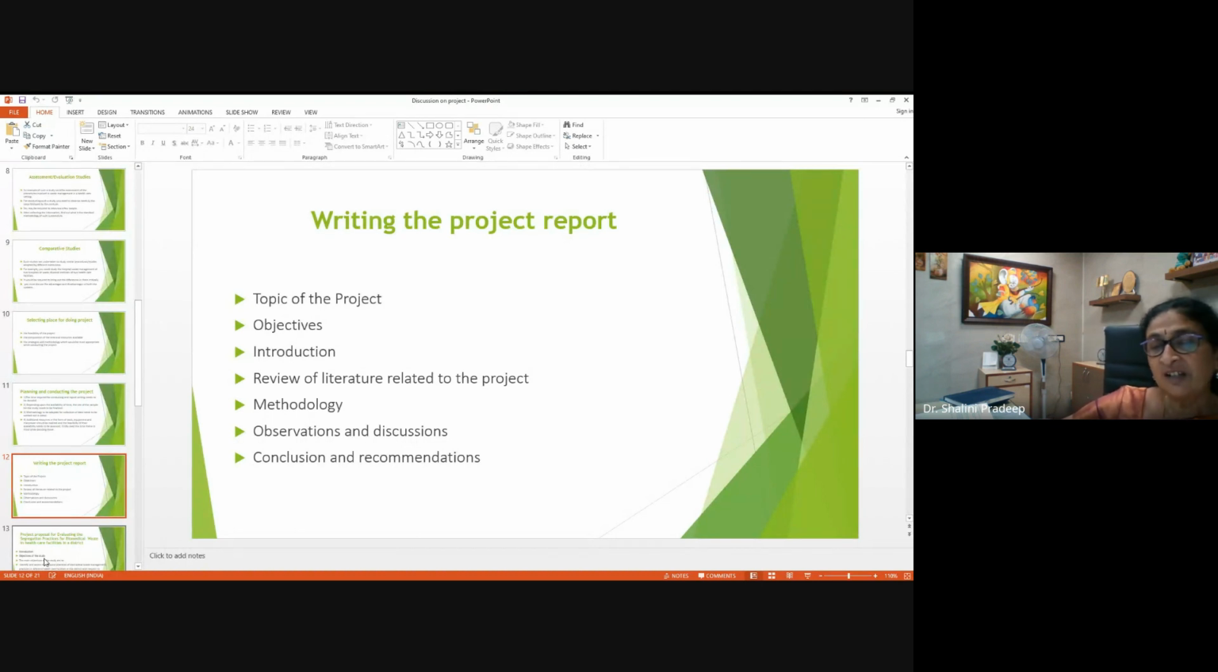Then you write your results, that is the observation and discussion. Your results will be the observations, and the discussion will be based on your results. Then finally you will conclude or summarize and then give the recommendation. You may also add the limitations of your study.